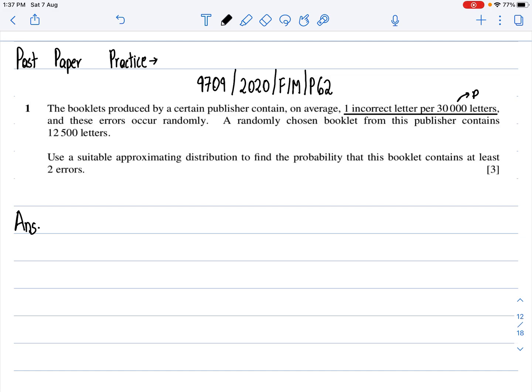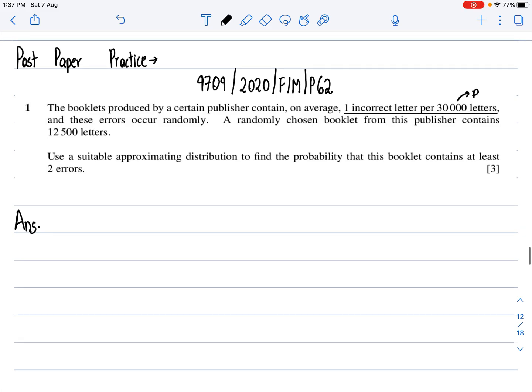So I need to use a suitable approximating distribution to find the probability that the book contains at least 2 errors. Before that, I need to use an approximating distribution. I know this thing here is my n. Correct? So now, can this be converted to Poisson or no?